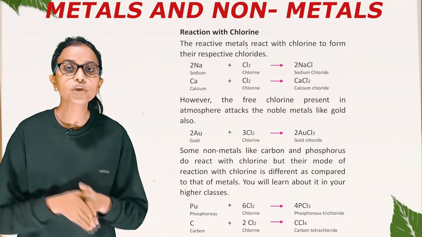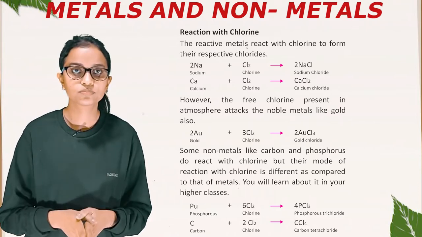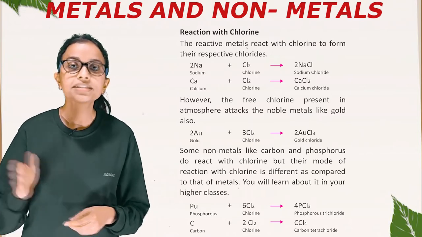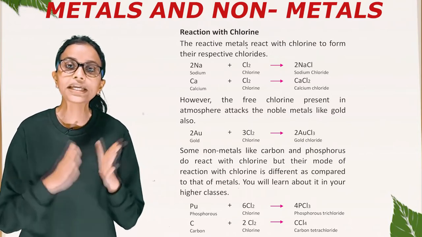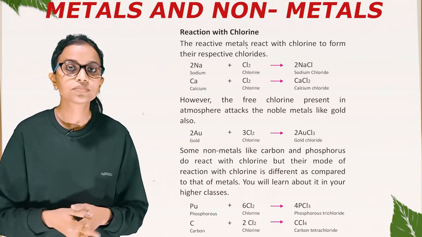However, the free chlorine present in the atmosphere attacks noble metals like gold also. 2Au, that is gold, plus 3Cl2 (chlorine) gives 2AuCl3 (gold chloride).